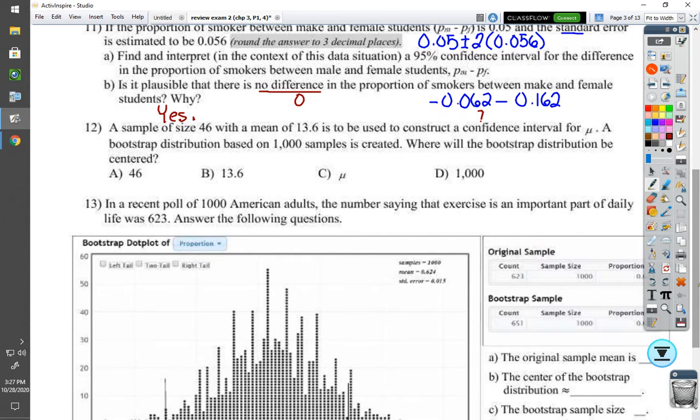A sample of 46 with a mean of 13.6 is used to construct a confidence interval for mu. A bootstrap distribution is based on 1,000 samples and created. Where will the bootstrap distribution be centered? Remember, the bootstrap distribution is always centered where the mean value is located, 13.6.